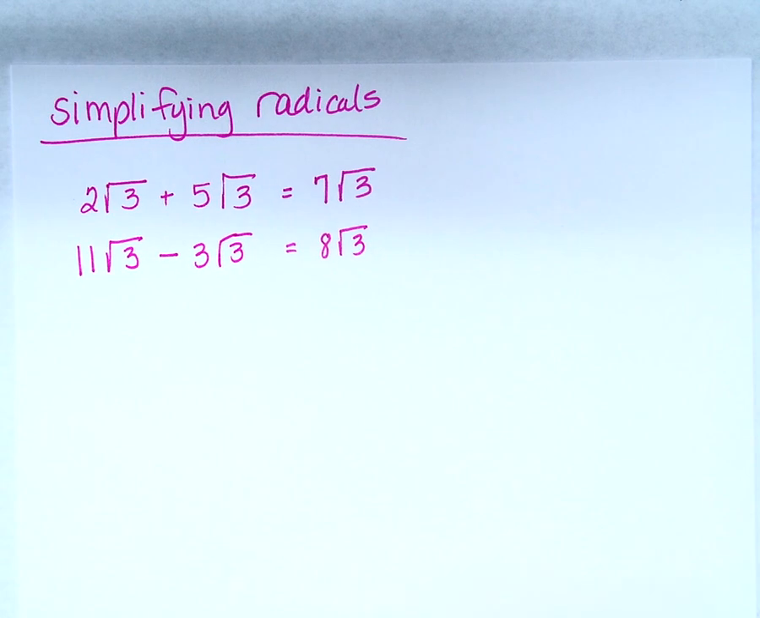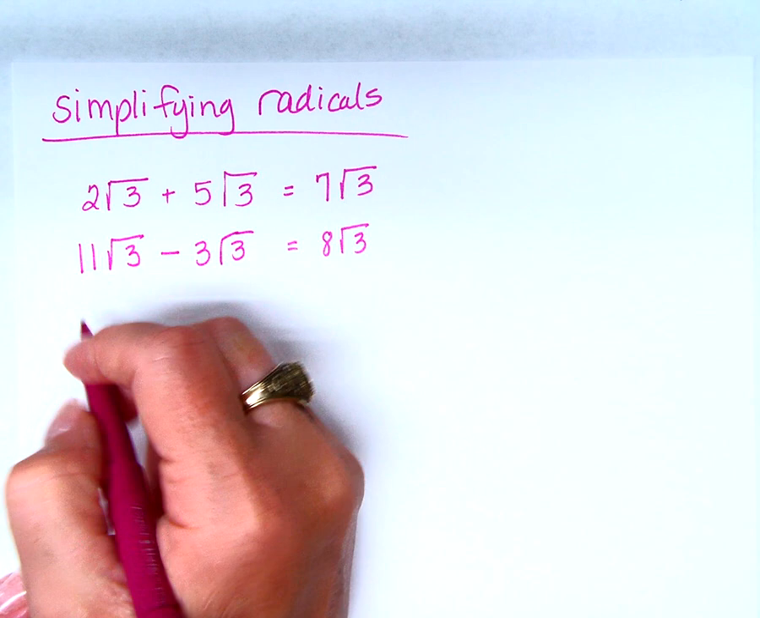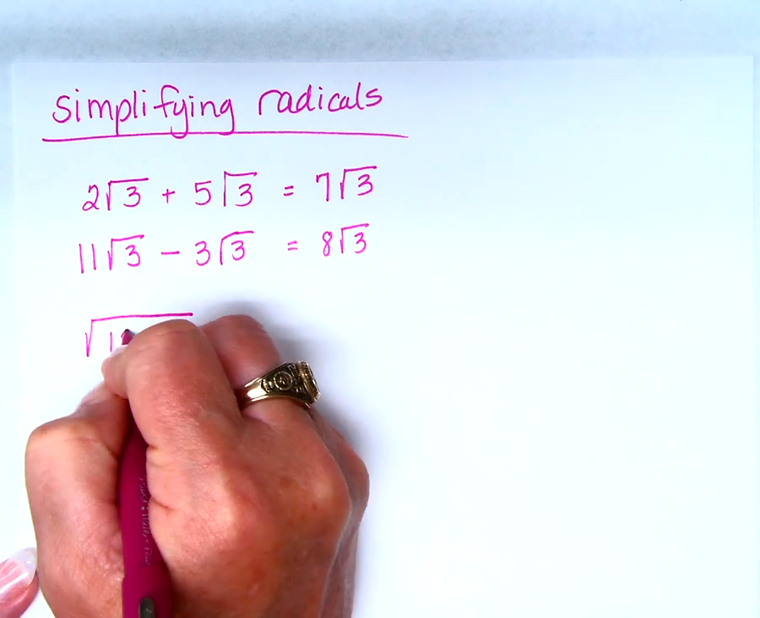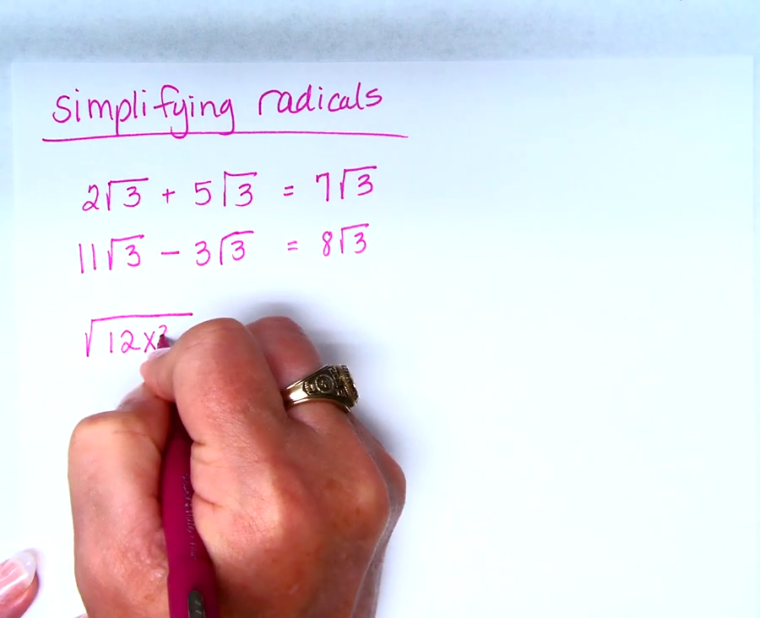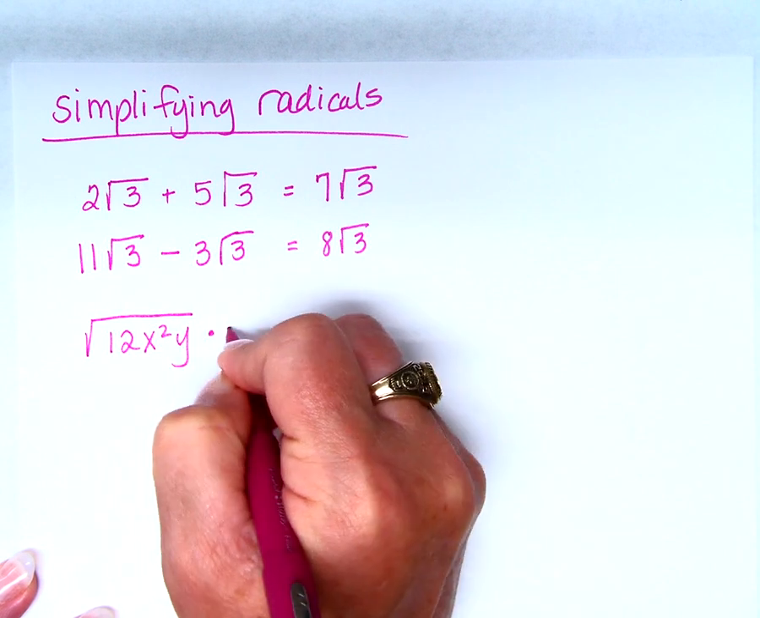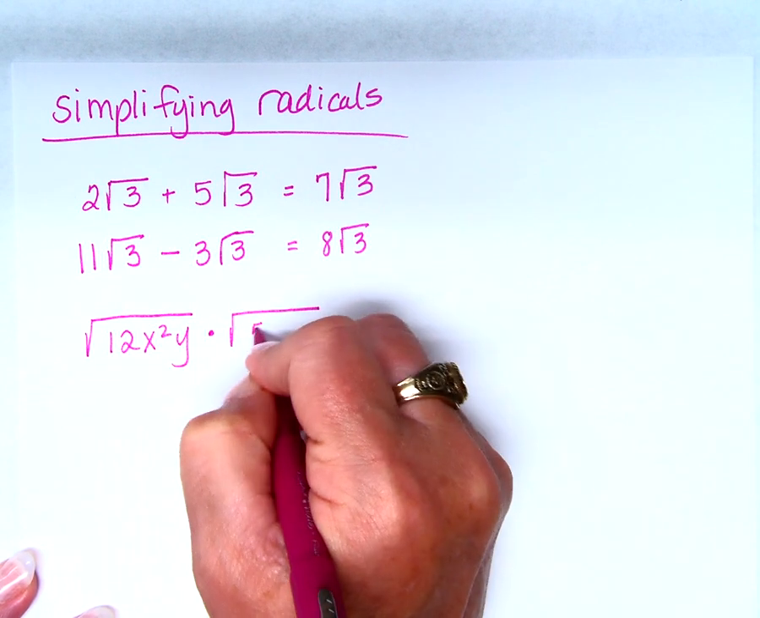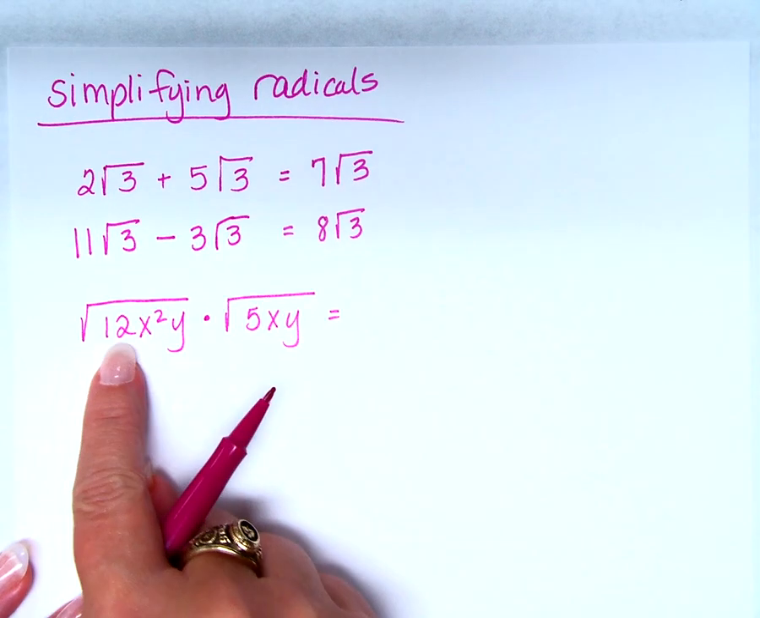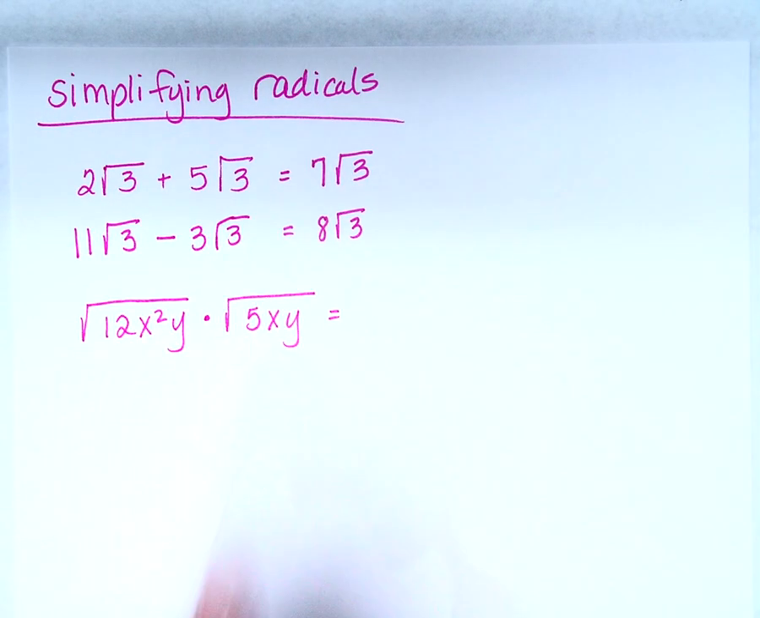Any questions about adding or subtracting? Do I need to do any more of those? You got adding and subtracting okay? All right, so what usually comes next? Multiplying, okay? So there's a couple different ways that problems like this can show up. Here's the first example. The square root of 12x squared y times the square root of 5xy.